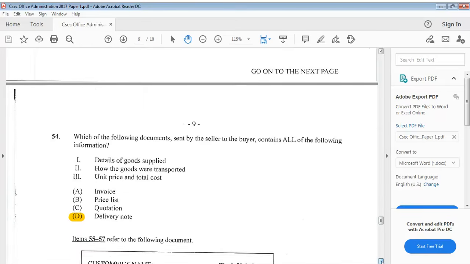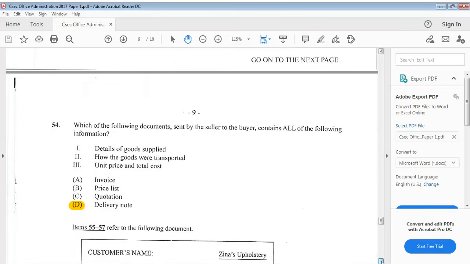Let's move on to number 54. Which of the following documents sent by the seller to the buyer contains all of the following information? 1. Details of goods supplied. 2. How the goods were transported. 3. Unit price and total cost. So our answer is going to be D, delivery note.